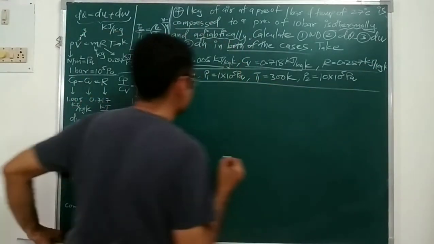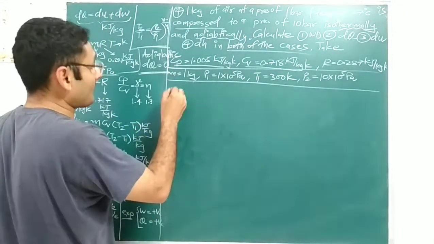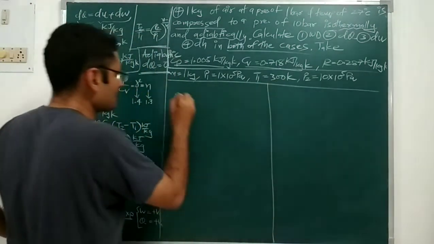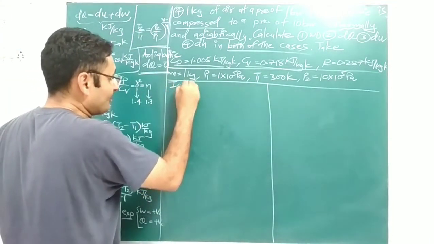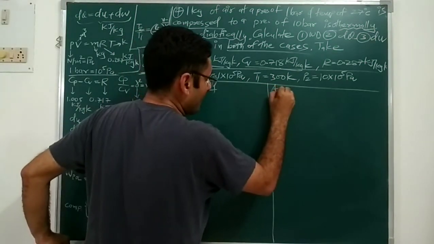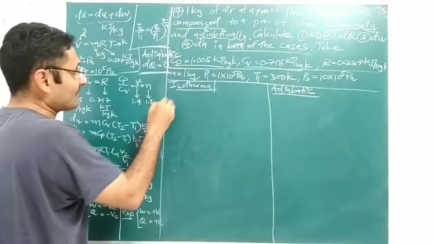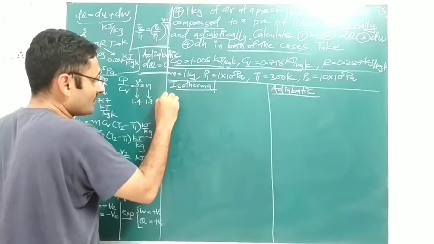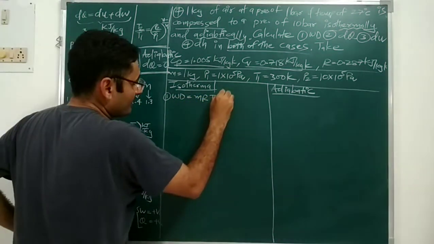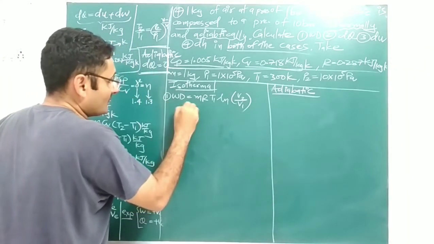Now quickly I will solve this numerical. So how will I start? I will make two parts. First one is for the isothermal process, and next one is for the adiabatic process. First of all, for the isothermal process, which thing do you have to calculate? Work done. Work done for the isothermal process is MRT1 ln V2 by V1.